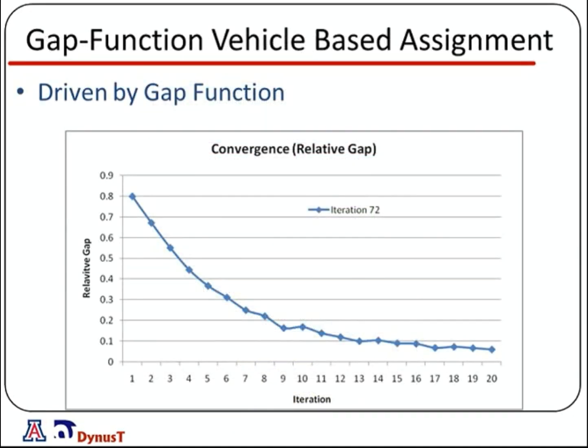The relative gap for Dynasty is measured strictly according to the DTA primer definition. In this example, at around 20 iterations, the Dynasty gap function was reduced to below 10%, at approximately 7%. That means that on average, the time for all the routes used between each origin-destination pair was at most 7% higher than the time-dependent shortest path.